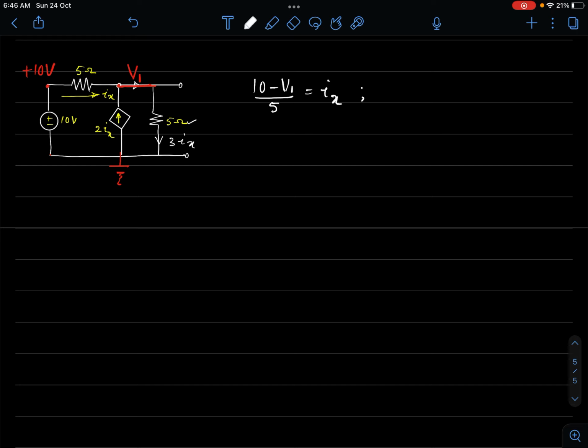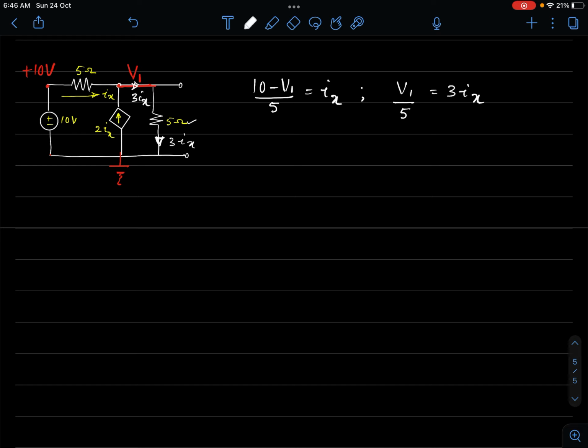I can write another equation for the current in this 5 ohm branch. What is the current in the 5 ohm branch? It is V1 divided by the 5 ohm resistor. That is 3 into Ix, because the current here is 3Ix. 2Ix plus Ix, 3Ix has to flow there. 3Ix is flowing through this branch.